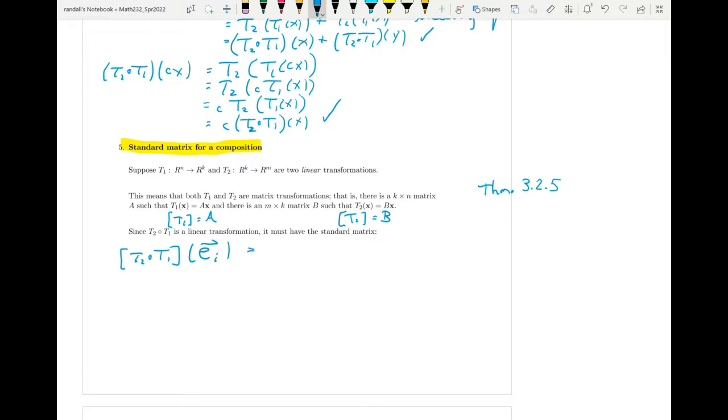So there it is. Now, what is that vector? Well, first of all, it's a composition. So it's T2 acting on T1 of e_i. Now, T1 of e_i is the ith column of A. So this is T2 acting on a_i, where a_i is the ith column.